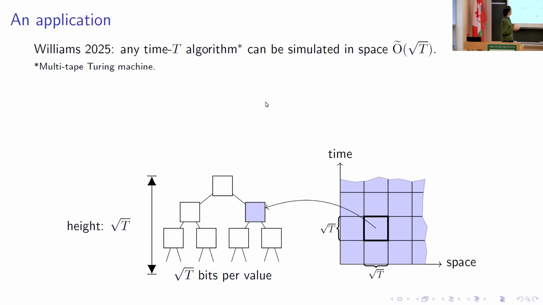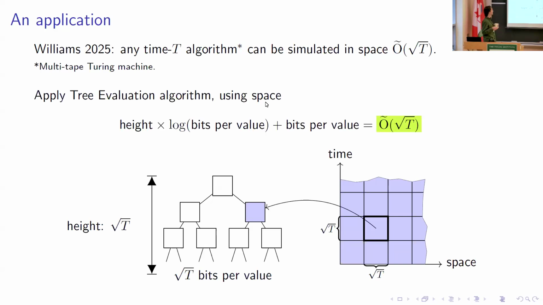The bits per value parameter is also going to be square root t because we're passing around these tape blocks of size root t between the different nodes. So if you apply that algorithm I just told you about, the total space it uses is the height of the tree times the log of the bits per value parameter plus the bits per value parameter, which is square root of t with log factors.